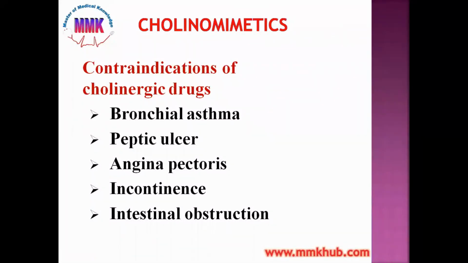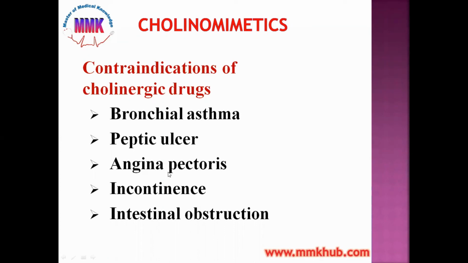Now, cholinomimetics are contraindicated in which patients? Bronchial asthma, as we all know that the parasympathetic nervous system causes bronchoconstriction, so we do not want our patient to have bronchoconstriction if he has bronchial asthma. Then our muscarinic drugs also increase peristalsis, and excess peristalsis will not help peptic ulcer patients, hence they are contraindicated.